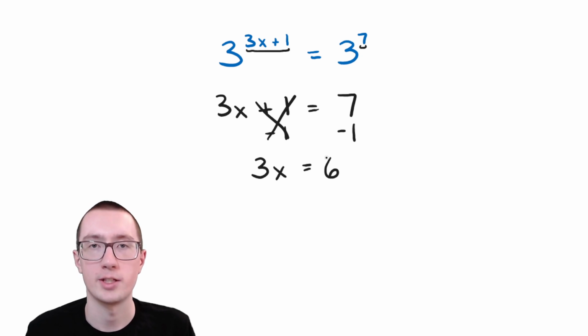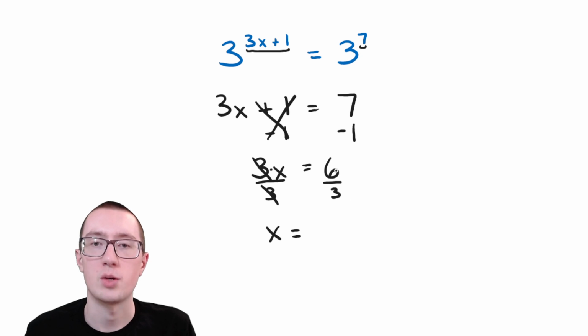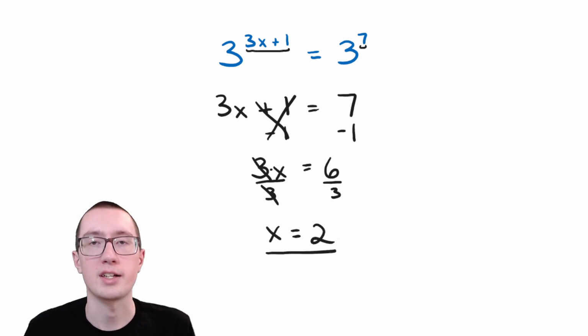And now we have a one-step equation. There's no sign here between the number and the letter, which means that it's multiplication. So we need to do the opposite of multiplication, which is division, and divide both sides by 3. So these cancel out, and on the left side we just have x, and on the right side we have 6 divided by 3, which is 2. So our final answer is x is equal to 2.